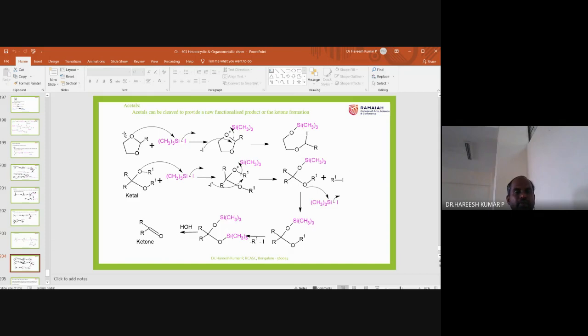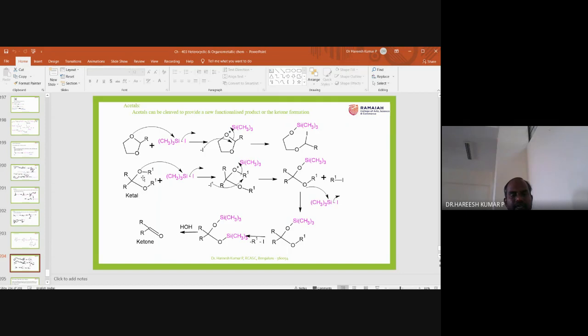That means there will be a new bond formation between the oxygen and silyl. So it is forming like this. I minus attacks the carbon which is attached to an oxygen, and this bond pair goes. That is how iodo-silyl ether is the product when acetal is treated with trimethyl silyl iodide. So here it's a ketal, because two substituents are there. This is one substituent, so it is an acetal.